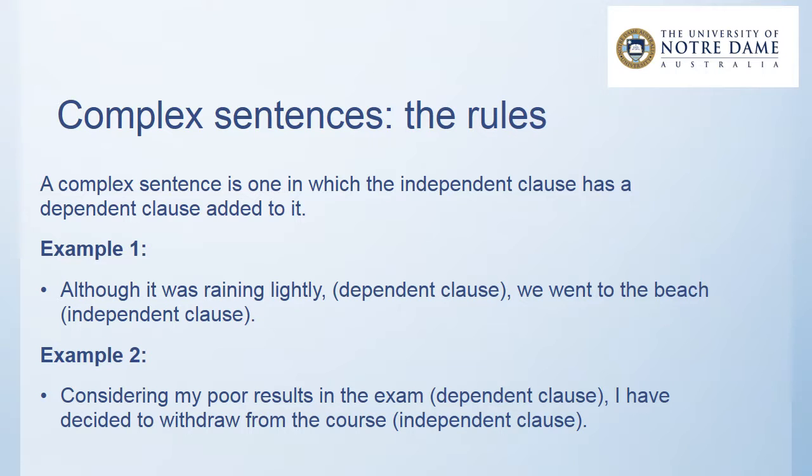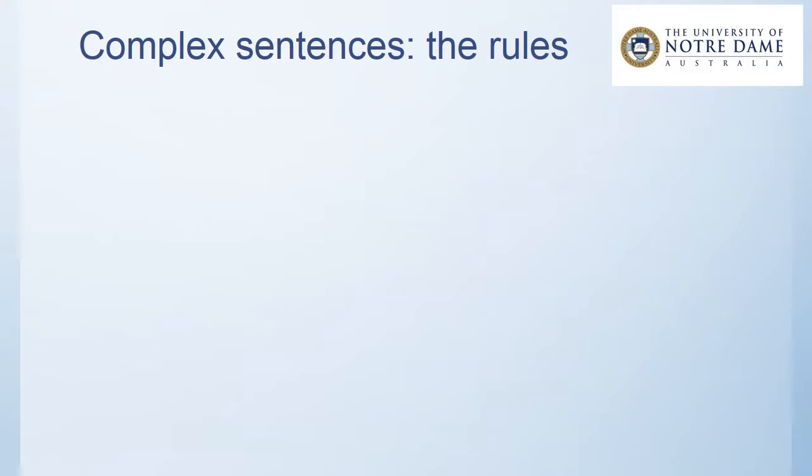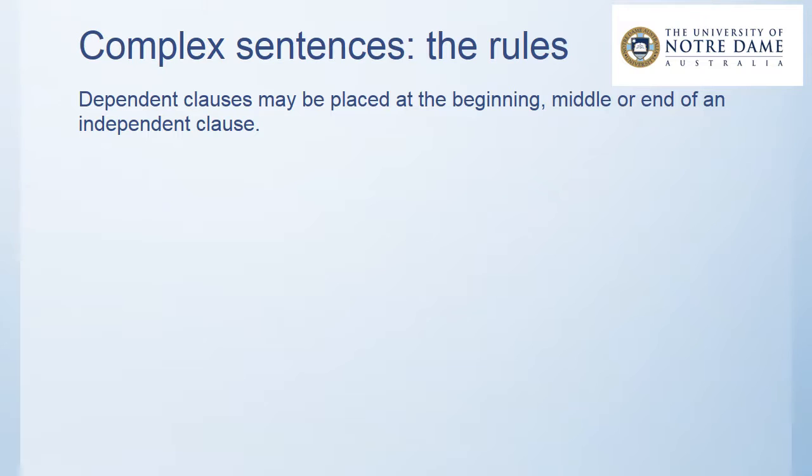Here's another example. Considering my poor results in the exam, I have decided to withdraw from the course. Considering my poor results in the exam is a dependent clause. I have decided to withdraw from the course is an independent clause. If we join these two together, we have a complex sentence. Dependent clauses may be placed at the beginning, middle, or end of an independent clause.